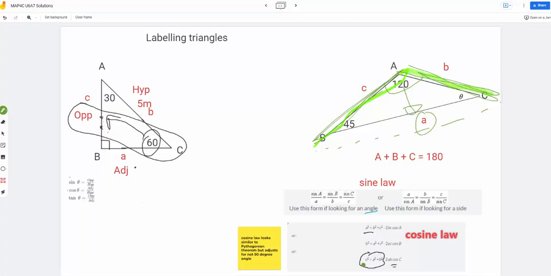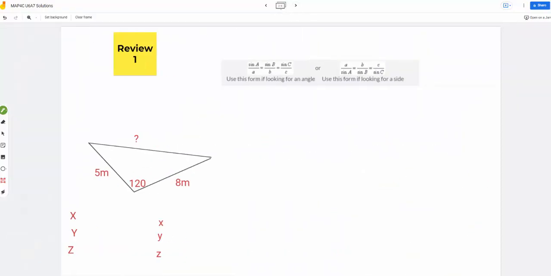Cosine law is going to be c squared equals a squared plus b squared. Notice that's the same as the Pythagorean theorem. And then we have this minus 2ab cos c to take into account that c is not 90 degrees. If it was 90 degrees, cos of 90 is 0, so this piece, the second half, will actually disappear. That's just the Pythagorean theorem.